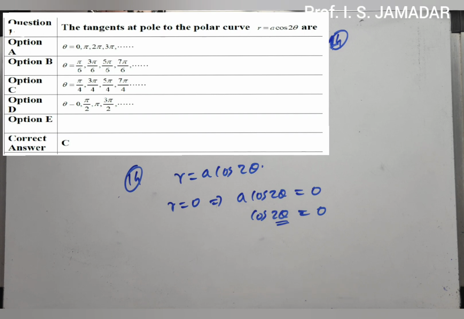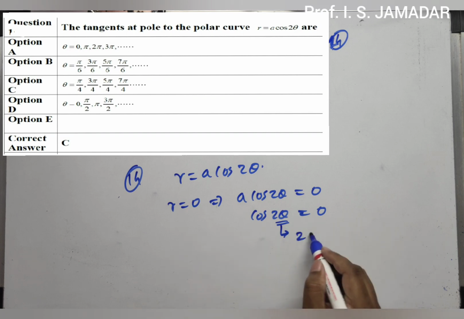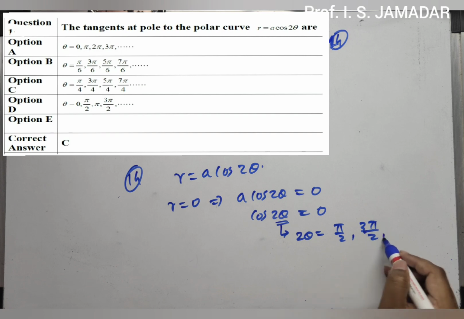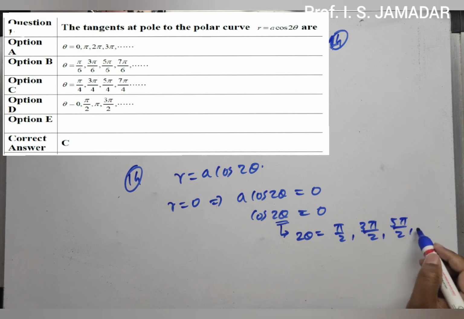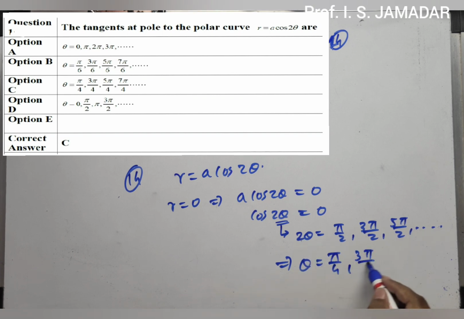We know that cos of x is 0 if x is pi by 2, 3 pi by 2, 5 pi by 2. So it implies that cos is 0 only for 2 theta equal to pi by 2, 3 pi by 2, 5 pi by 2, and so on. So that will give you theta is equal to pi by 4, 3 pi by 4, 5 pi by 4, and so on. So these are what?